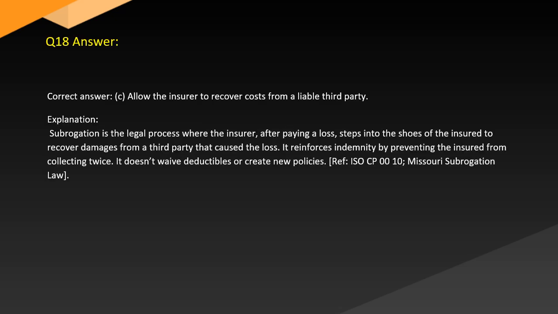Answer. Correct answer: C. Allow the insurer to recover costs from a liable third party. Explanation: subrogation is the legal process where the insurer, after paying a loss, steps into the shoes of the insured to recover damages from a third party that caused the loss. It reinforces indemnity by preventing the insured from collecting twice. It doesn't waive deductibles or create new policies. Ref. ISO CP 010, Missouri Subrogation Law.